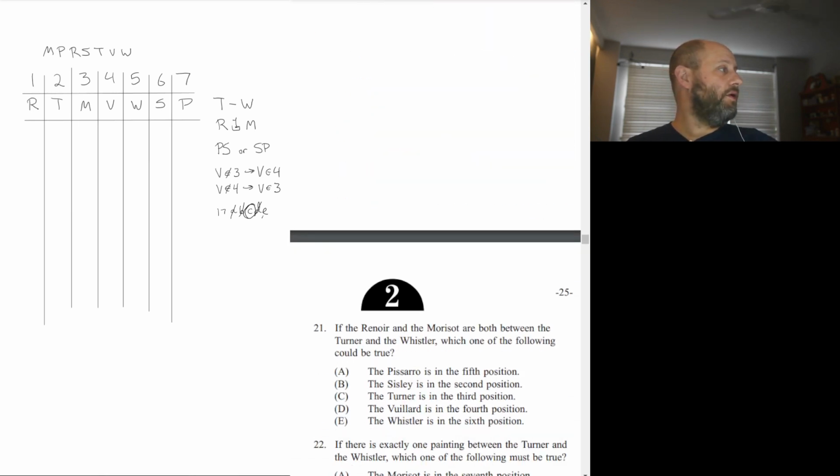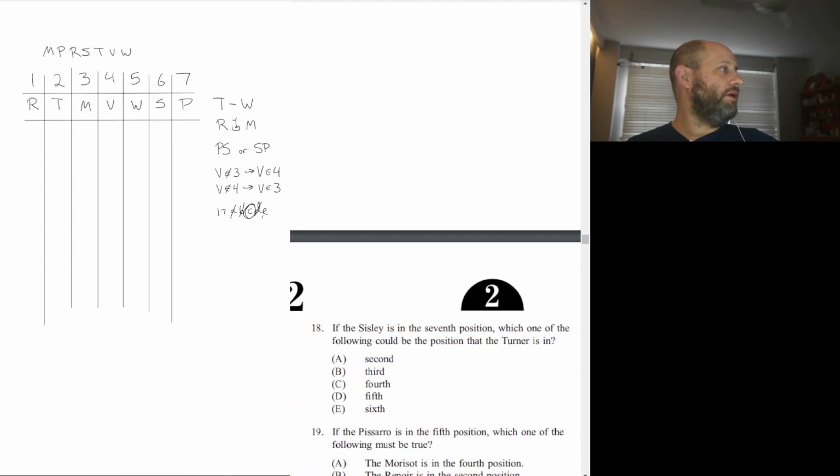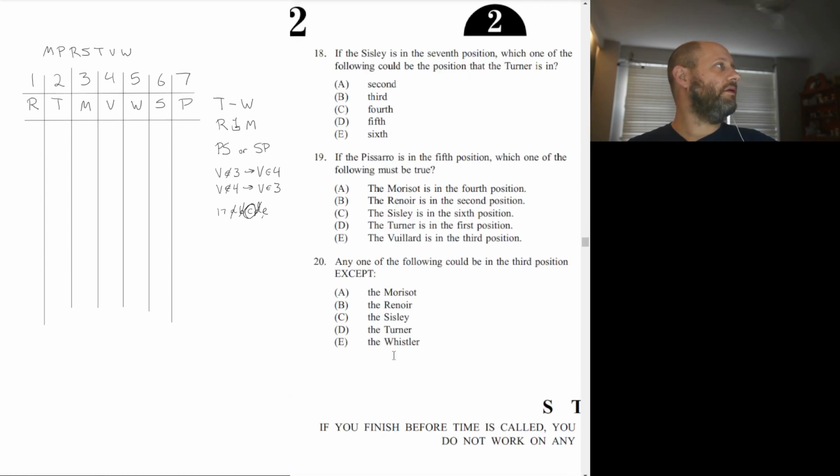So let me scroll down to number 18. There it is. Okay. If S is in the 7th position, which of the following could be the position that T is in? Notice what I'm doing, by the way. As I read, even as I read to myself, I do not say the names of the variables out loud. I replace them with their first letters because that's what I'm using on my board.